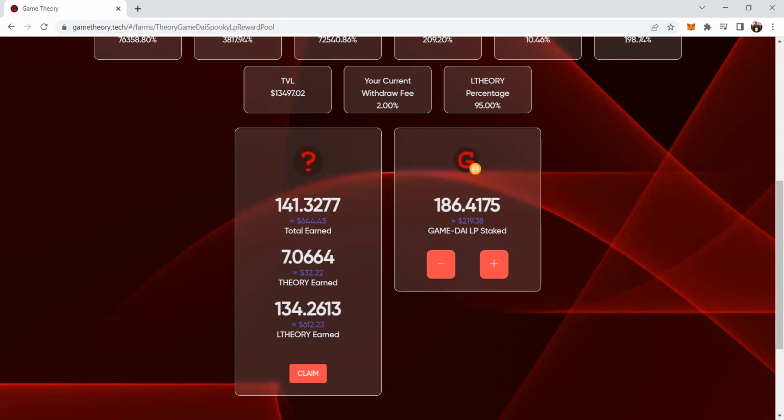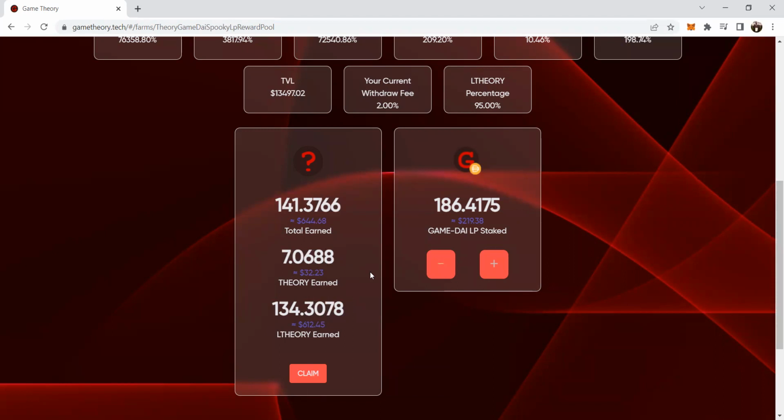Out of that, the current rewards have been generated. In total, 141 Theory has been distributed, which is worth $644. Of that, 7.06 is in Theory tokens, which if I claim now, I'd be able to take out and do whatever I wanted with. And 134 of those are locked Theory, which are bonuses to incentivize our long-term investors.